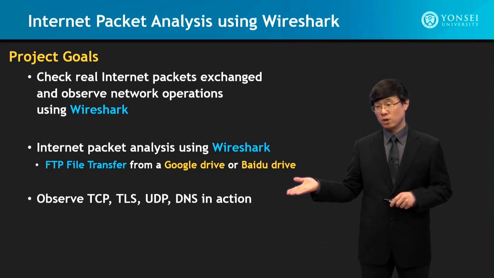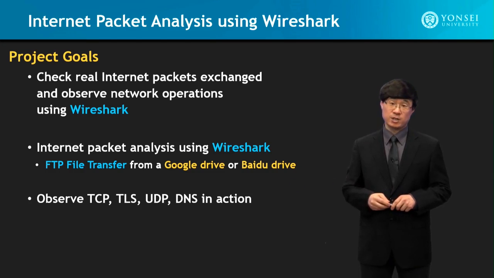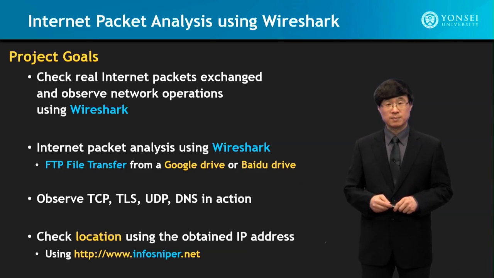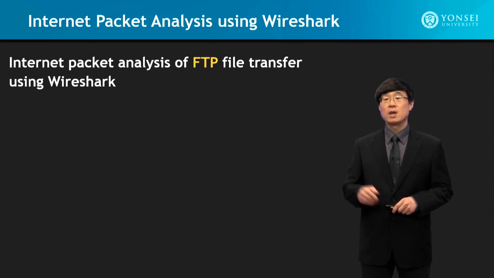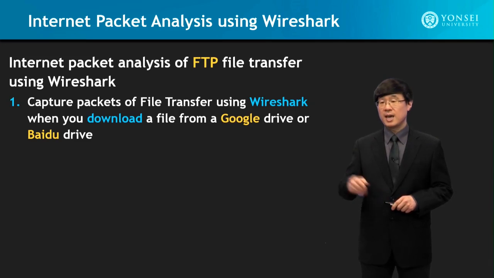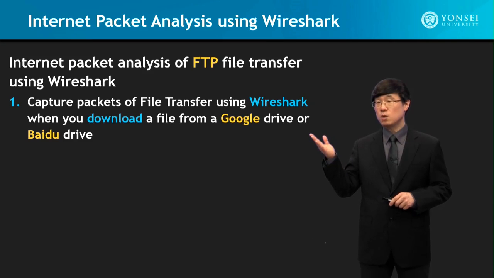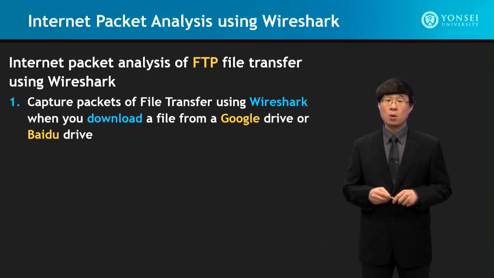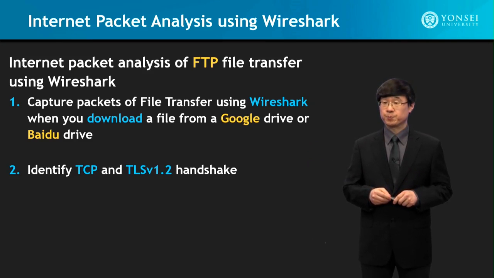And we're going to observe TCP, TLS, UDP, and DNS in action. And we're going to check the location using the obtained IP address. Now, we're going to do the FTP-based file transfer using Wireshark, and capture packets of the file transfer using Wireshark when you download a file from the Google Drive or a Baidu Drive.